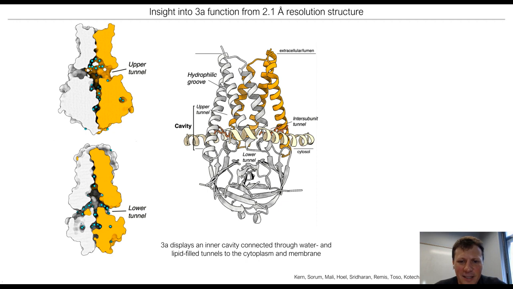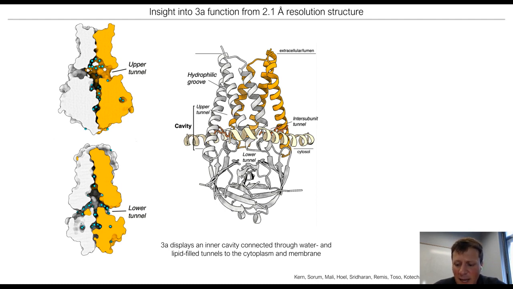So the first set of these tunnels is shown on the left in these slice throughs of the surface of the protein. There's a pair of upper tunnels, which we speculated were connected to the surrounding lipid bilayer. And indeed, in these tunnels, we don't see evidence of bound, ordered water molecules. There are a pair of lower tunnels that we speculated were connected to the cytoplasmic solution. And in fact, these tunnels were lined with ordered water molecules, consistent with that idea.